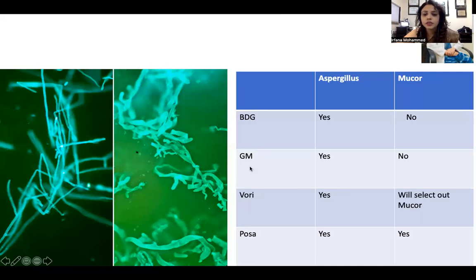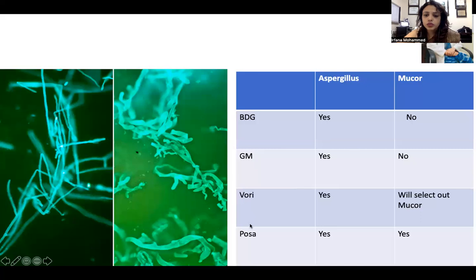Coming to galactomannan, which we send routinely, so it is also positive in Aspergillus, but galactomannan will be negative for mucormycosis. This is how you can differentiate. BDG and galactomannan both will go hand in hand, and it will be positive in Aspergillus, but in mucor both will be negative. There is no fungal biomarker for mucormycosis. You have to depend on the histopathology and the cultures only. And galactomannan will come positive in other fungal infections like histoplasma as well.